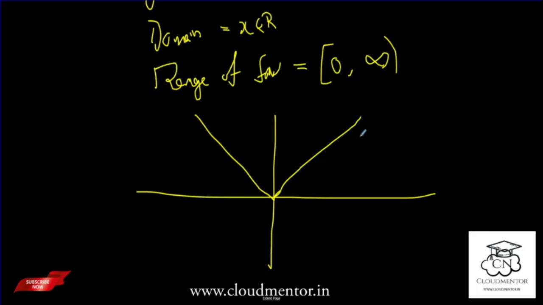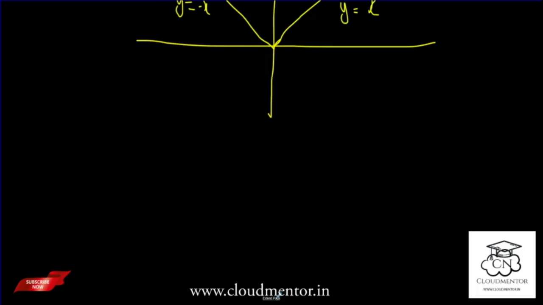If the function is y equal to mod x, the graph on the left side is y equal to minus x, and on the right side y equal to plus x. Now there are some important properties of modulus functions. For any real number x, the root of x square will be equal to mod of x.